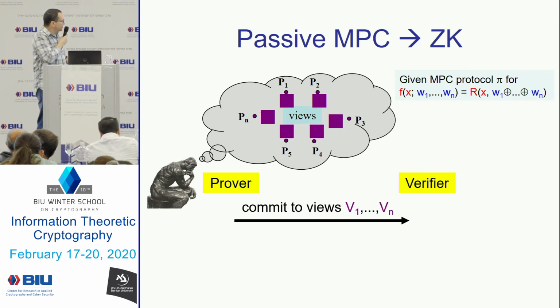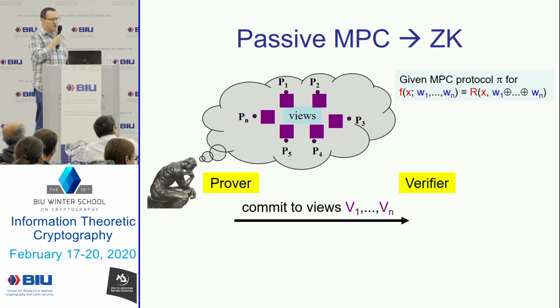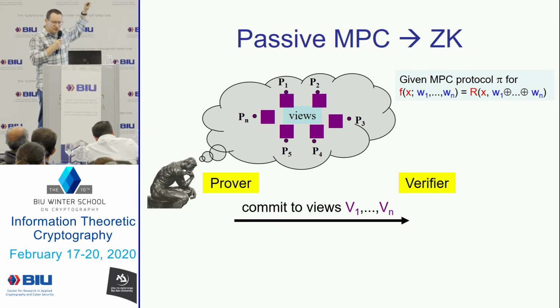What does the prover do? It sends to the verifier a separate commitment for every view. So now the verifier has in its hand some locked boxes that contain each of the views. It cannot access these views without the help of the prover. What does the verifier do? The verifier wants to be convinced that indeed what the views contain is a good execution of the protocol on some inputs Wi that leads the parties to output 1. 1 corresponds to the relation R accepting.